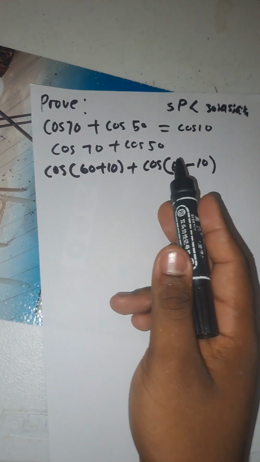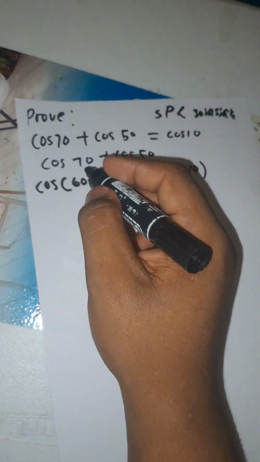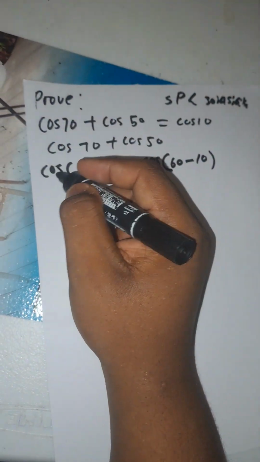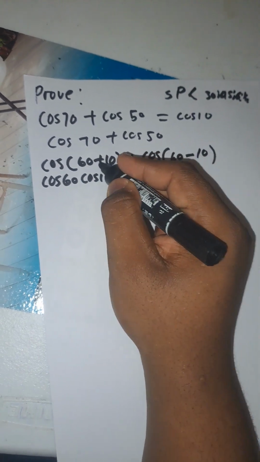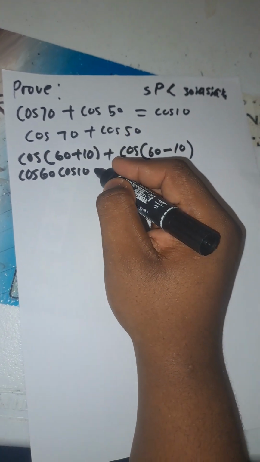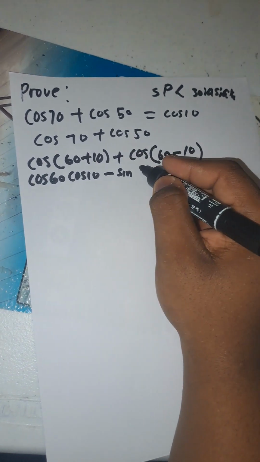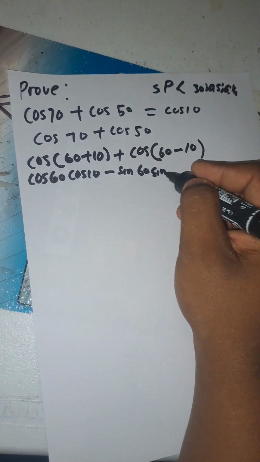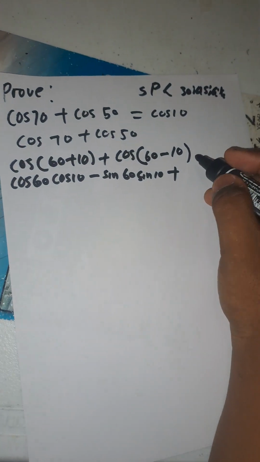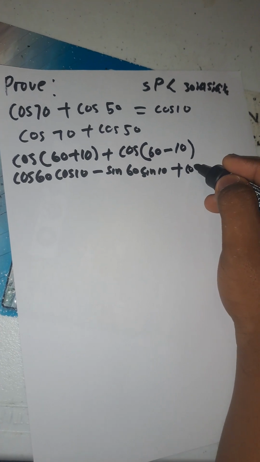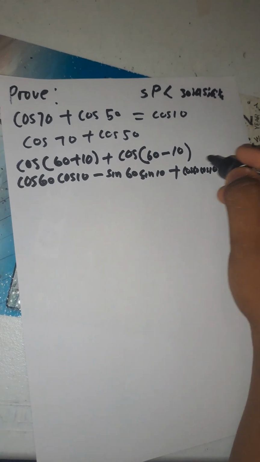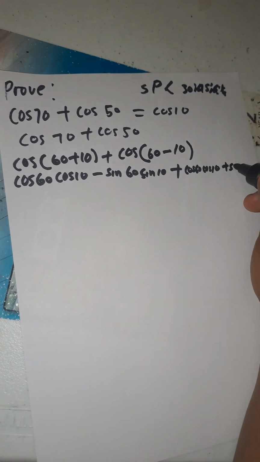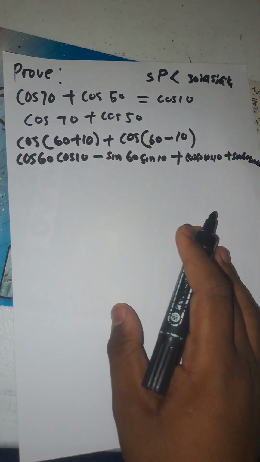So now I have my two identities. It's going to be cos 60 cos 10, since this is plus, minus sine 60 sine 10, then plus cos 60 cos 10, since this is minus, plus sine 60 sine 10.